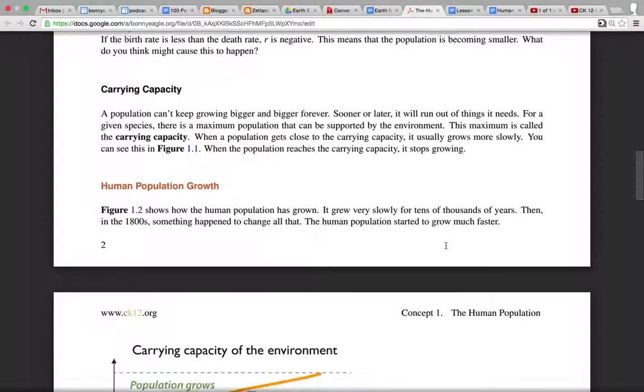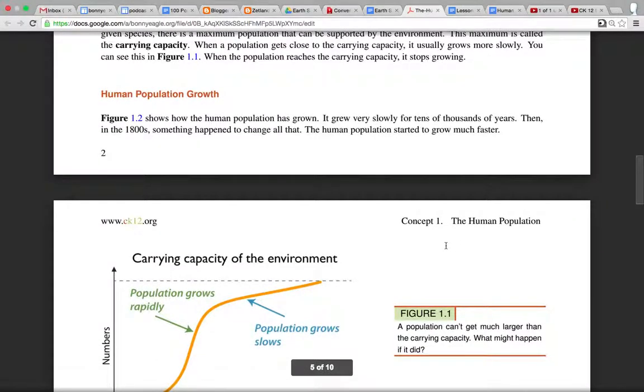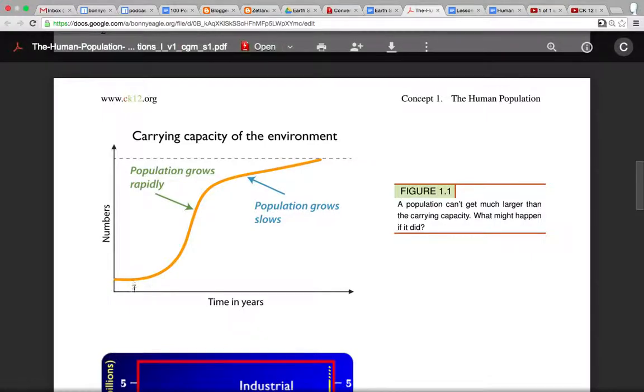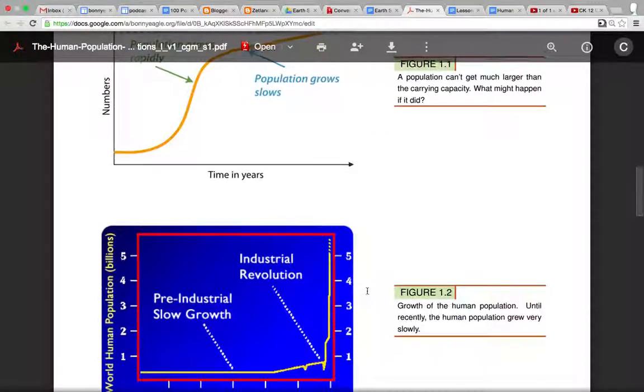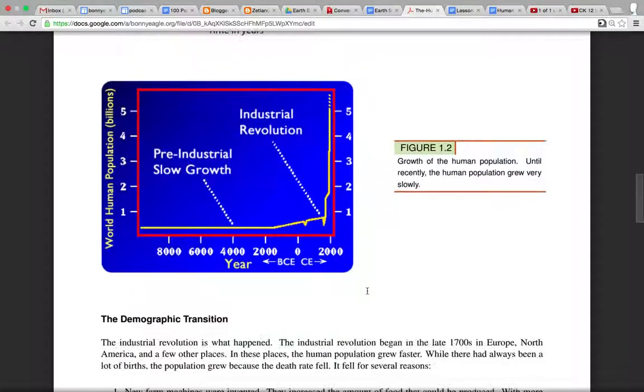Thank you. Human population growth. Figure 1.2 shows how human population has grown. It grew very slowly for tens of thousands of years. Then in the 1800s, something happened to change all that, Nigel. The human population started to grow much faster. Oh my goodness, there are all these people everywhere. Oh, it was the Industrial Revolution. Yeah.